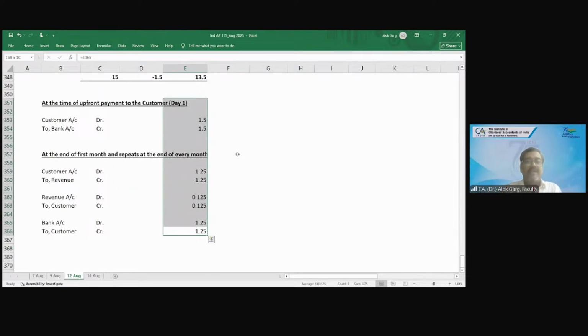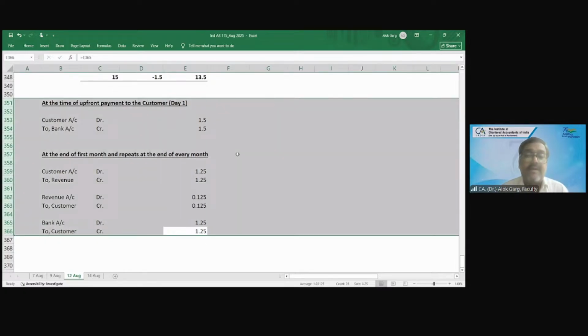Alternatively, instead of showing the entry, you can say that the company has to record: debit customer by 1.5 cr, and credit cash or bank by 1.5 cr on day one. And every month, the company should allocate this 1.5 crore of consideration payable to a customer as a discount in every month's sales.